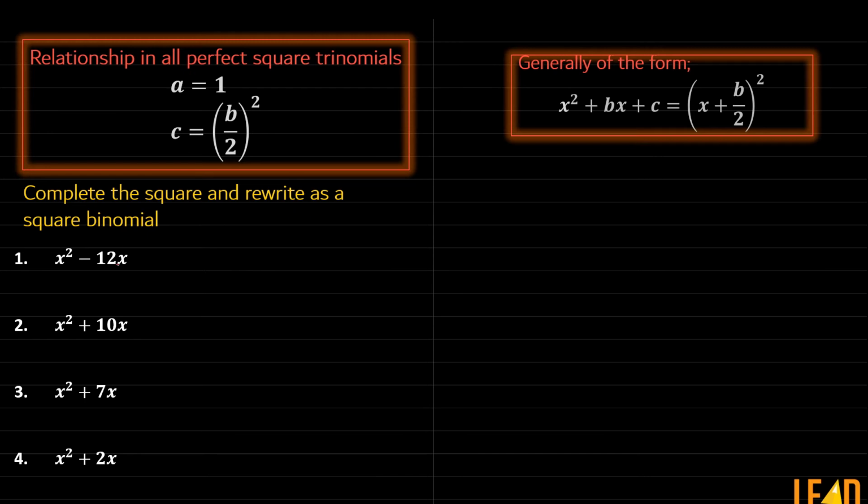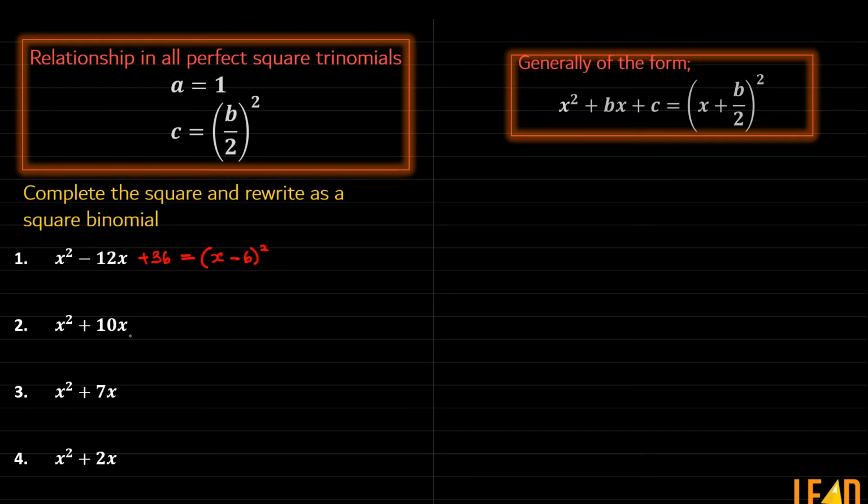Okay, I expect you're back now. x squared minus 12x. So I'm going to put here b over 2 is minus 6. Minus 6 squared is plus 36, right? So plus 36. Okay, good. And if I want to write it as a square binomial, it's going to be x minus 6 all squared, right? Because that's b over 2.